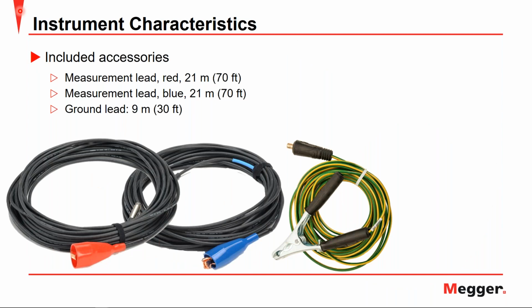Next, we have our measurement leads and ground leads. So two measurement leads are included, both 70 feet, one red and one blue. And then we have a ground lead, it's 30 feet, and we'll see it's a twist lock termination. And then you just clip this end onto the device under test ground, so your transformer ground.